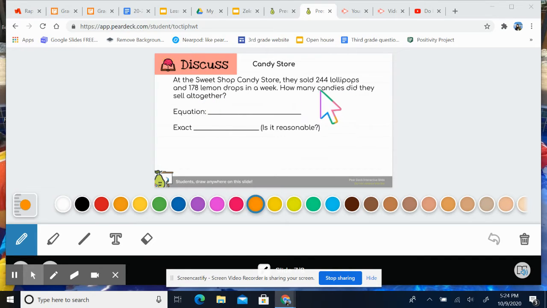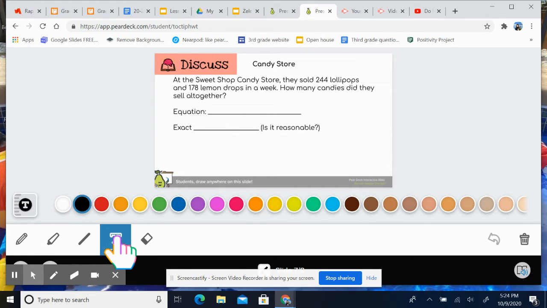So when we have the word candies, that is the topic, I would know that I have to add my lollipops and lemon drops. Also, I see the word altogether, which helps me understand that this is an addition equation. So I'm going to use my text box to type my addition equation, and I have 244, and I'm thinking that that's lollipops, plus 178 lemon drops equals, and then I'm unsure right now, so I'll just draw a line.